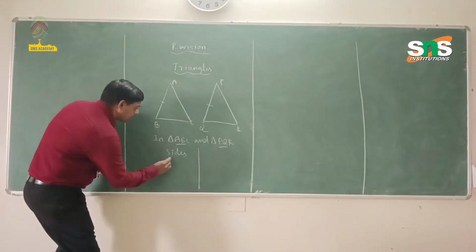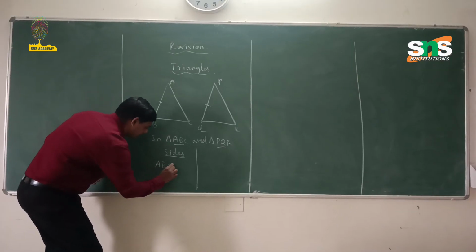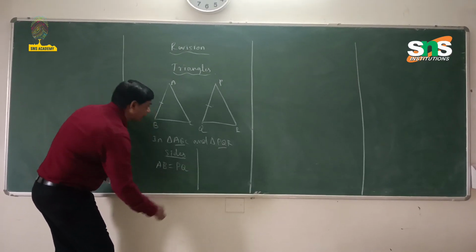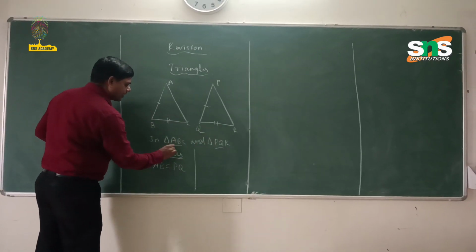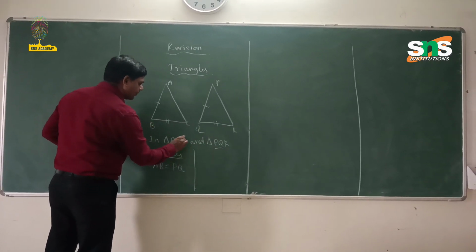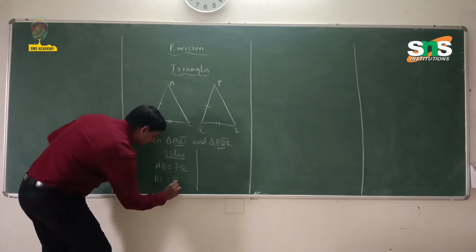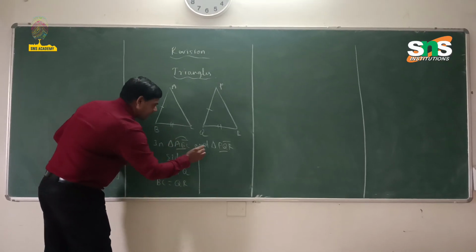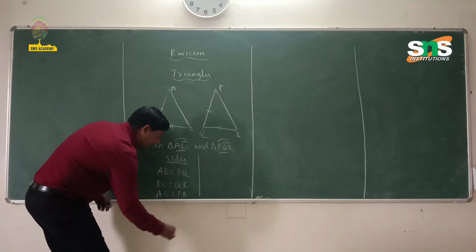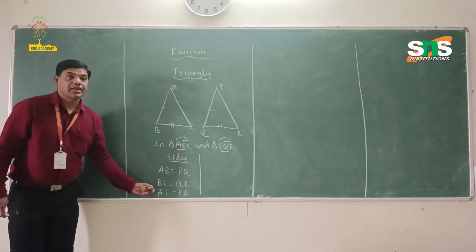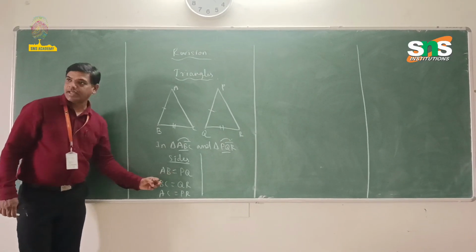So here, when you're taking sides, AB is equal to PQ, and then BC is equal to QR. So AB I have taken, that is equal to PQ, BC is equal to QR, and then AC is equal to PR. So this is the way we will compare the sides in congruency. So the sides will be equal.